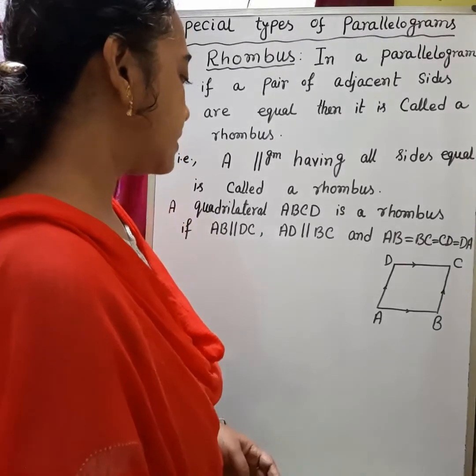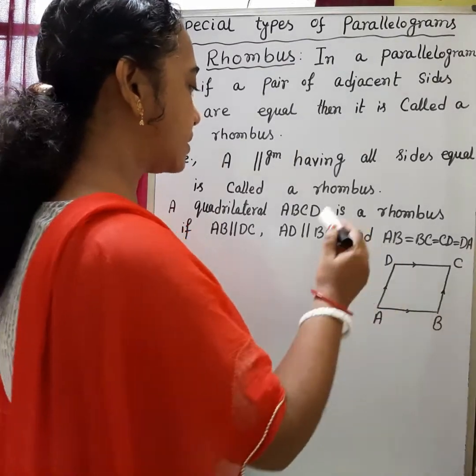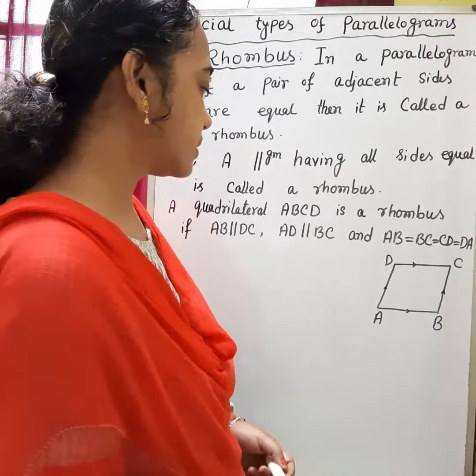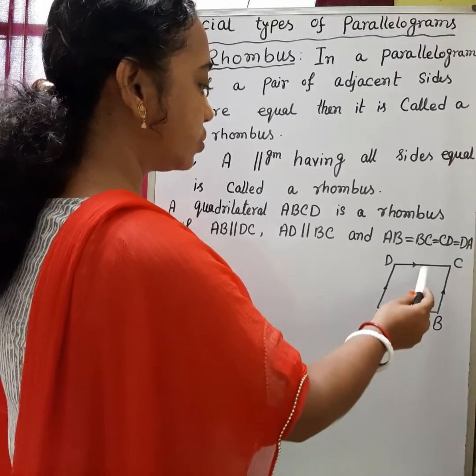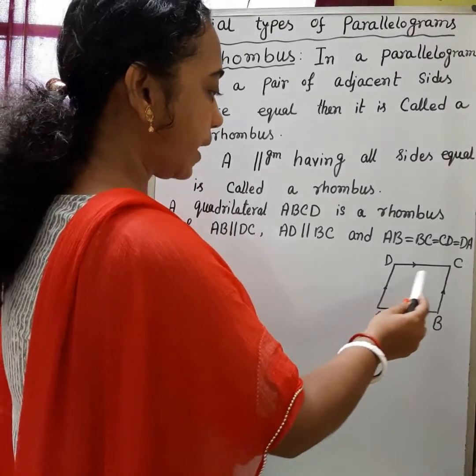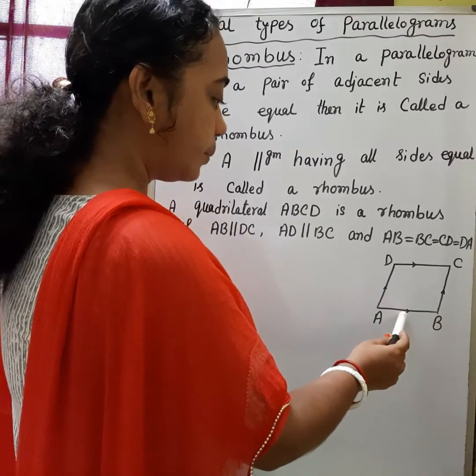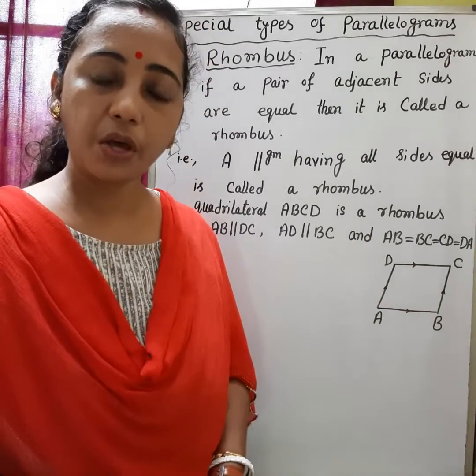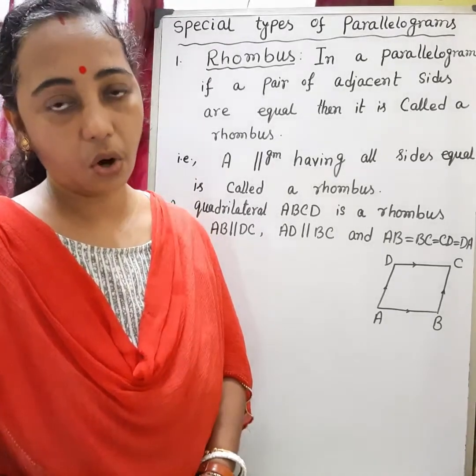So, if we consider ABCD as a quadrilateral, then quadrilateral ABCD is a rhombus if AB is parallel to CD and AD is parallel to BC and AB is equal to BC is equal to CD is equal to DA. So in this way also we can define a rhombus.